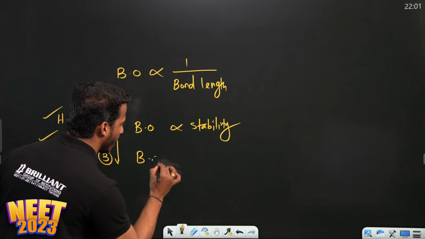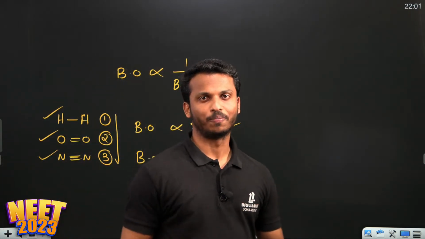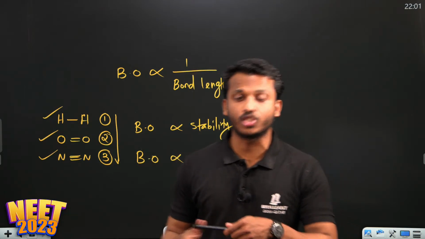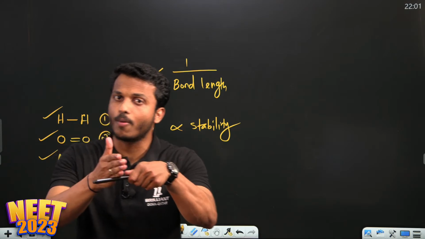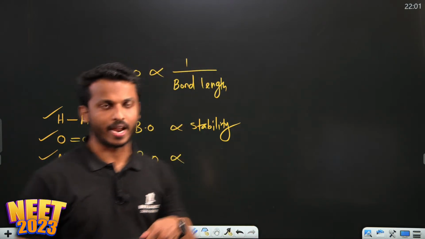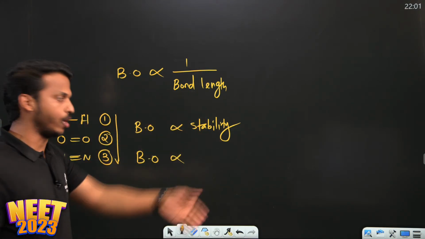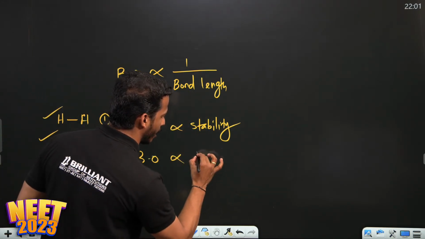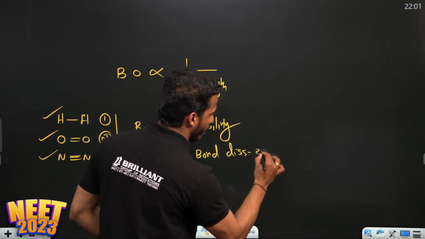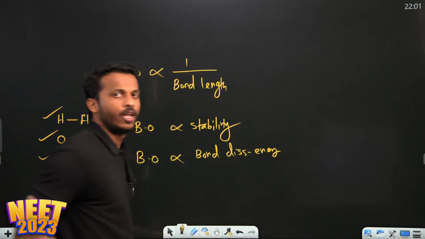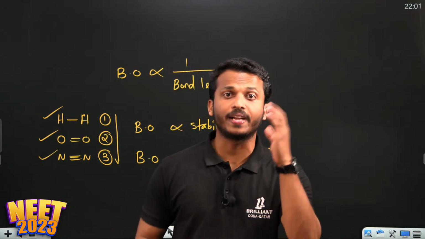How is bond order related to bond dissociation energy? What is bond dissociation energy? Amount of energy required to break the bond. You know, stronger the bond, more energy we have to apply, right? So as the bond order increases, more bond energy is required. So bond order is directly proportional to bond dissociation energy.